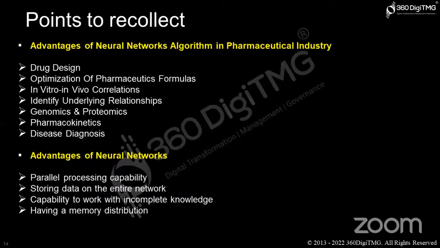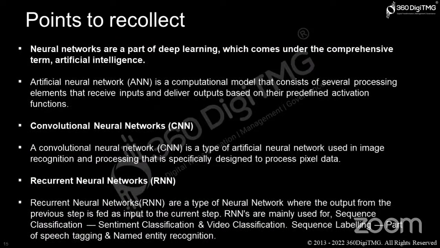We have seen what neural networks are and what advantages they have in the pharmaceutical industry. And we have seen in general the advantages of neural networks today, such as parallel processing capabilities, storing data on the entire network, the capability to work with incomplete knowledge, and having a memory distribution. We have also seen that neural networks are a part of deep learning, also known as artificial intelligence.